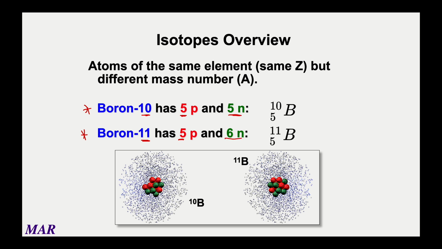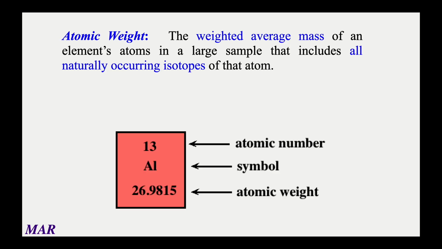So boron-11 would be like heavy boron compared to boron-10, I guess. That atomic weight, that other piece on the periodic table, is the most important part for chemists, and we'll see how this works out pretty soon. But anyway, that atomic weight is actually just the average mass of all the element's atoms in a large sample. And it's the one that includes all the naturally occurring isotopes of the atom. And that's really cool. So if you take all of the borons that are known, you're not really going to have a boron-10 or a boron-11, it's going to be somewhere in between.